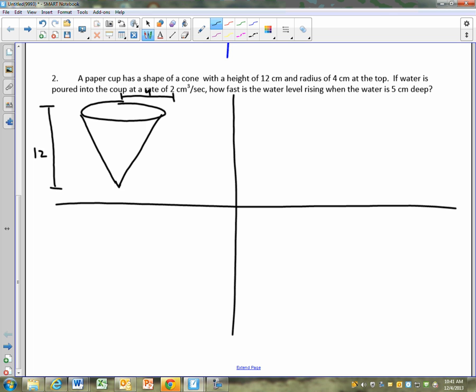Formula for a cone, okay, volume is equal to 1/3 pi r squared h. Good. V prime is 2. What else? H equals 5. What else?